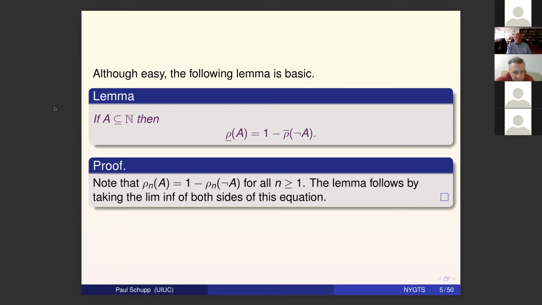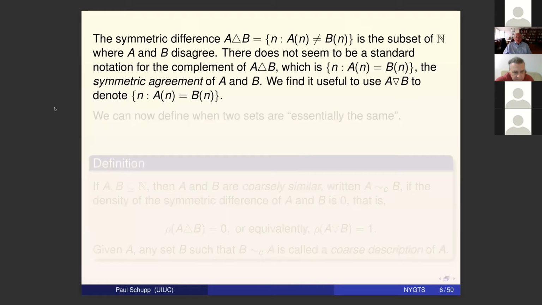The symmetric difference of two sets, of course, is the set of n where they disagree. I'm writing that as the set of n where A(n) is not equal to B(n), where A(n) with parentheses is the characteristic function of the set. Now, there doesn't seem to be a standard notation for the complement of the symmetric difference, which is the set of n where they do agree. This is the symmetric agreement of A and B, and we find it very useful to use a triangle pointing down to denote symmetric agreement.